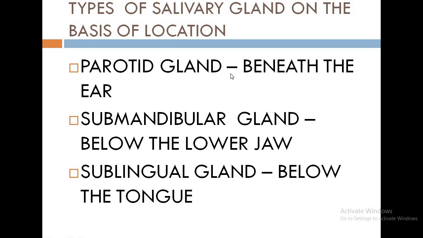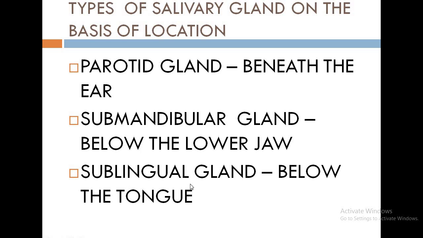Then what is the location of the parotid gland? It is beneath the ear. So when you suffer from mumps, you get infection in the parotid gland. Then the submandibular gland. The upper jaw is known as maxilla and the lower jaw is known as mandible. Sub means below. So the salivary gland present below the lower jaw is known as the submandibular gland.